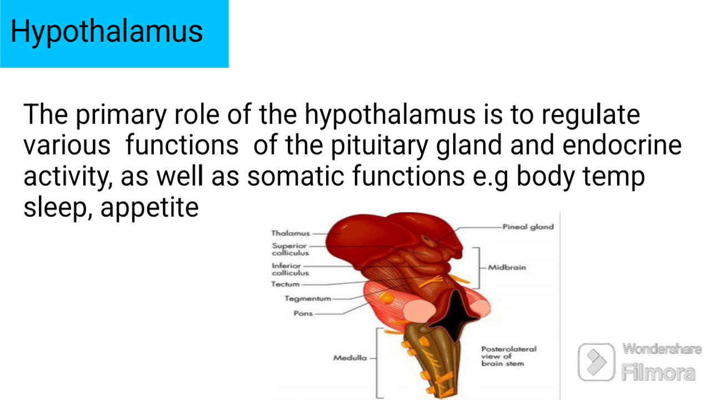Hypothalamus. The primary role of the hypothalamus is to regulate various functions of the pituitary gland and endocrine activities as well as somatic functions, e.g., body temperature, sleep and appetite.